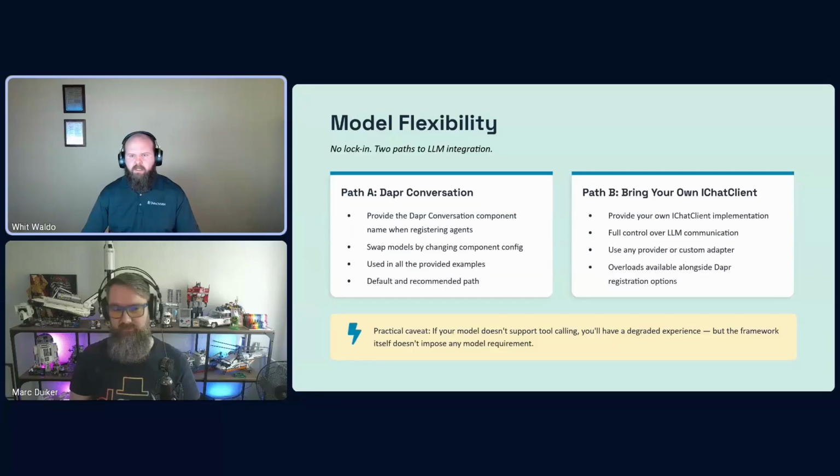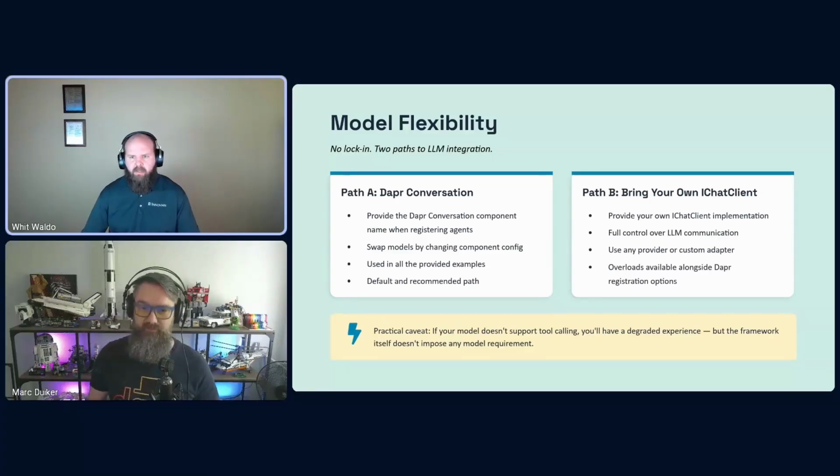Or if you want to implement your own version, I think Marc's demo is going to show path B here using an IChatClient. So you can bring your own. Again, overloads exist for that. Use any provider. Anyone who implements IChatClient will work for this.